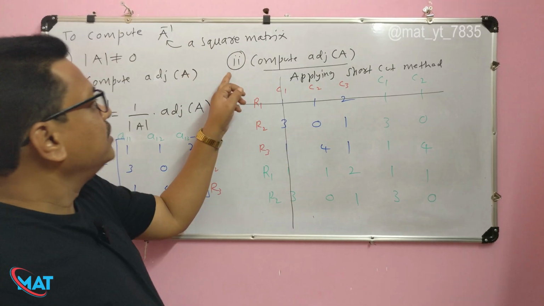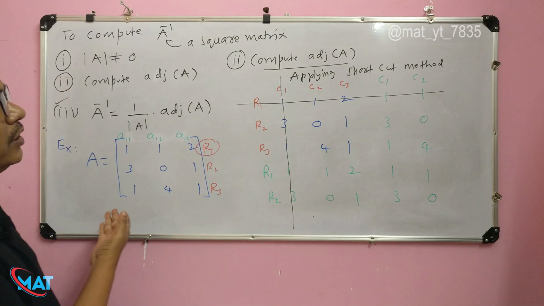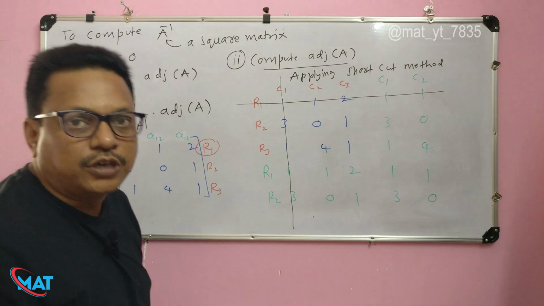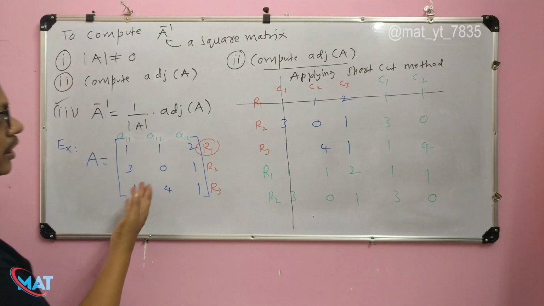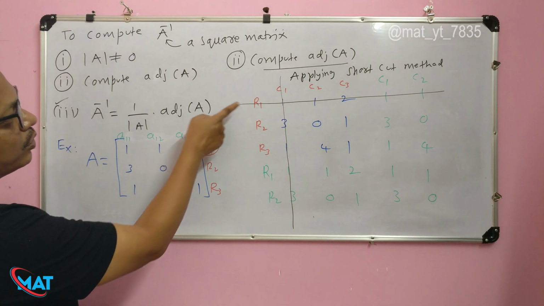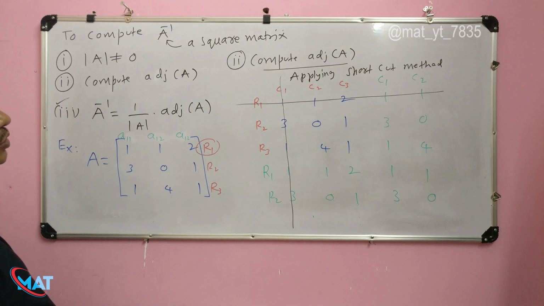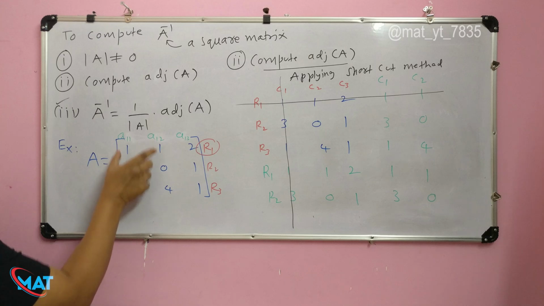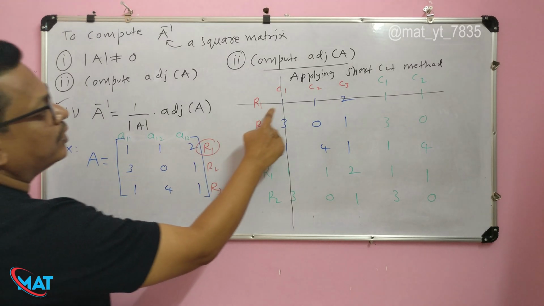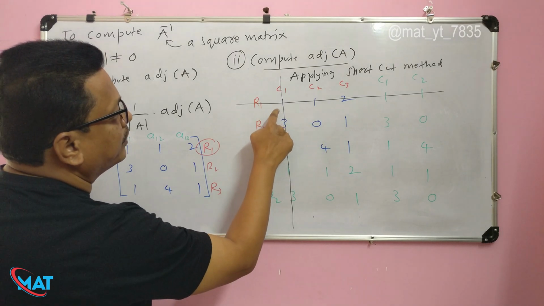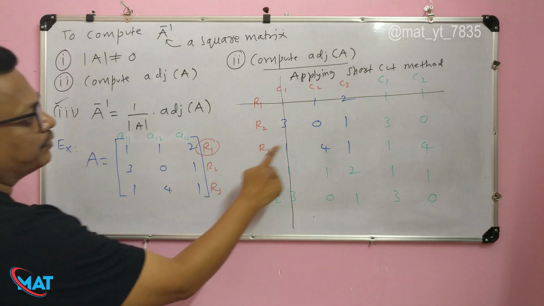The second stage is computing adjoint of the square matrix A, this matrix only. Here I am going to choose the shortcut method to compute adjoint of capital A. Here I indicated row 1, row 2, row 3, C1, C2, C3 in red color so that I can copy the same matrix elements there in blue color. 1, 1, 2, 3, 0, 1, 1, 4, 1.